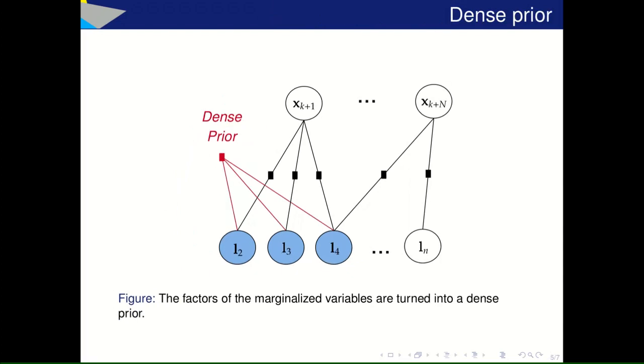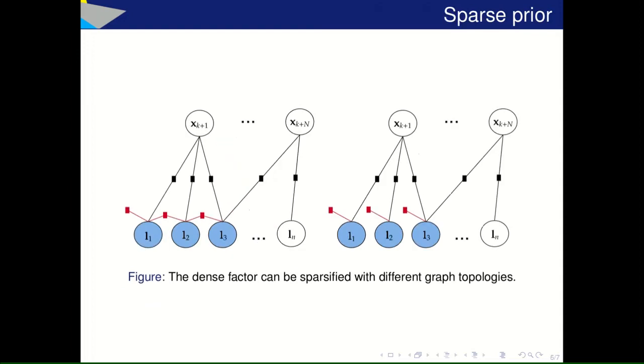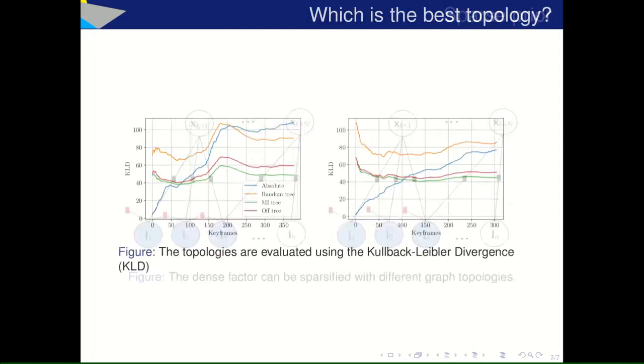We obtain a prior that links all the variables that were in the Markov blanket. The resulting factor is dense and may break the sparsity of our SLAM problem. To recover it, we can turn this dense factor into a set of factors. Different topologies can be used to represent the prior. On the left, the landmark tree, and on the right, the absolute topology.